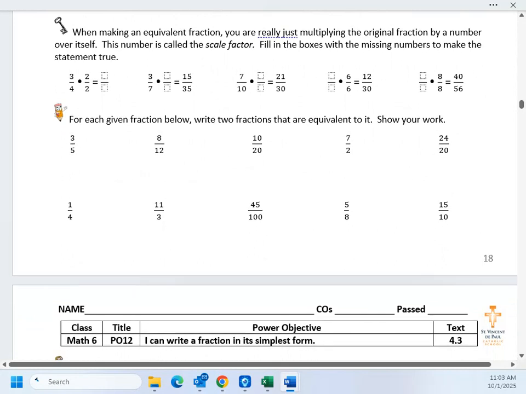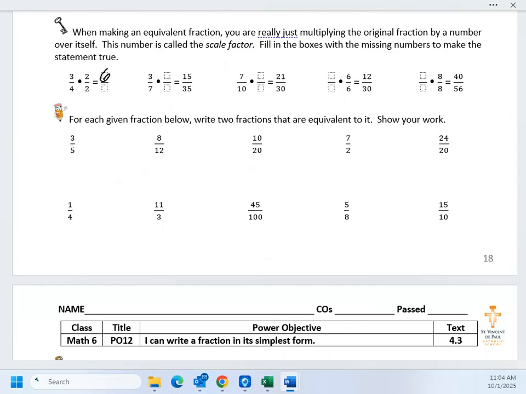So, when making an equivalent fraction, you are really just multiplying the original fraction by a number over itself. This number is called the scale factor, because you're doing the same to both the top and the bottom. Fill in the boxes with the missing numbers to make the statement true. So here, I'm multiplying straight across. What's 3 times 2? 6. What's 4 times 2? 8. Okay, so 3/4 is equivalent to 6/8 because I multiplied by the same scale factor.